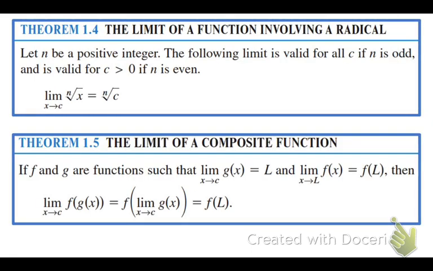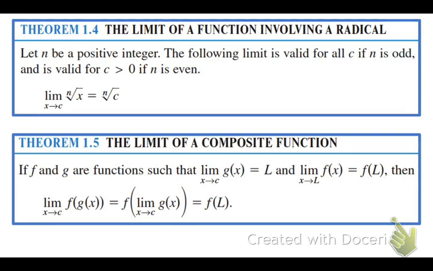Okay, some more rules. Just take them as what they are. Let n be a positive integer. The following limit is valid for c if n is odd, and is valid for c greater than 0 if n is even. So what I'm saying is this is a radical, this is a root. What do we know about an even root? Can you take an even root of a negative number? No.